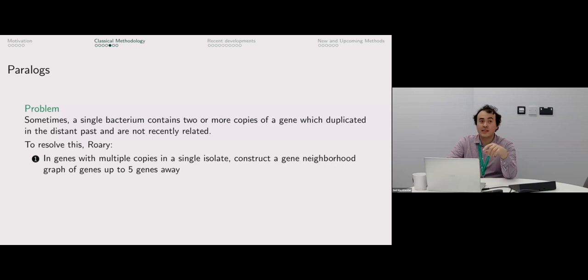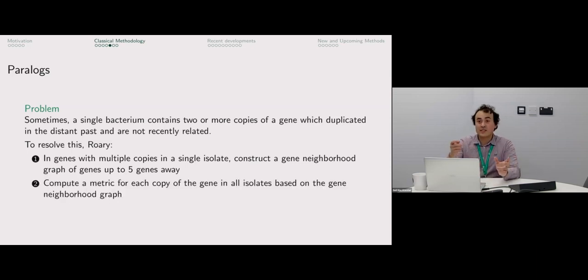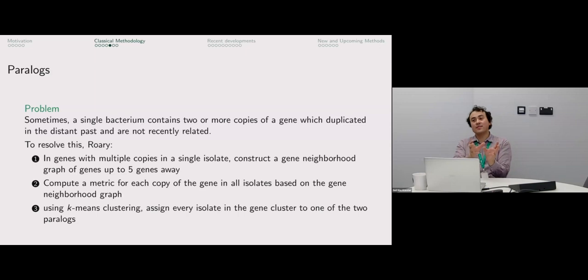And it takes those two copies and it constructs a gene neighborhood graph up to 5 genes away. So it goes back to the original assembly and it says what's 5 genes upstream and what's 5 genes downstream from this gene. And it does that for both copies. It then also does that for the rest of the genes in the cluster and computes distance metrics. And then it uses the distance metrics to assign clusters out.